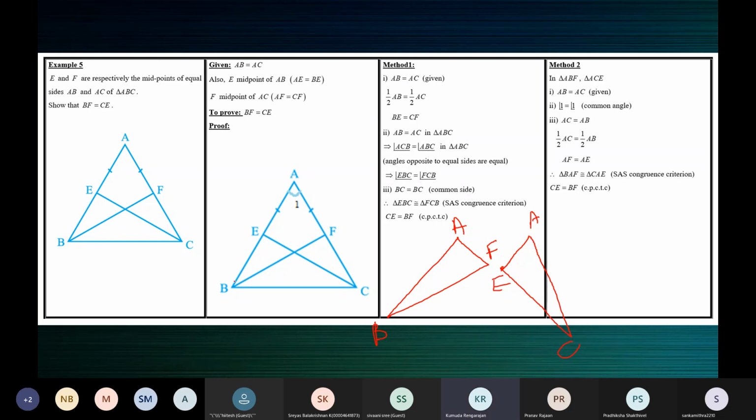Here, ABF has a side BF in it, and AEC has a side CE in it. ABF for BF, AEC for CE. The two sides which we need to prove are equal are parts of these two triangles. BF is of the first triangle, CE is of the second triangle. So if we can show that these two triangles are congruent to each other, then it follows from CPCTC that BF and CE are equal.